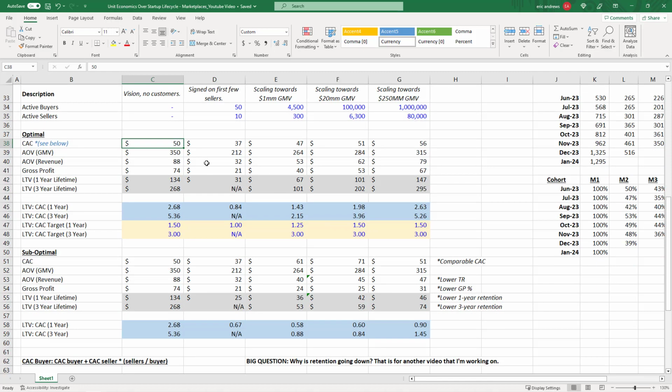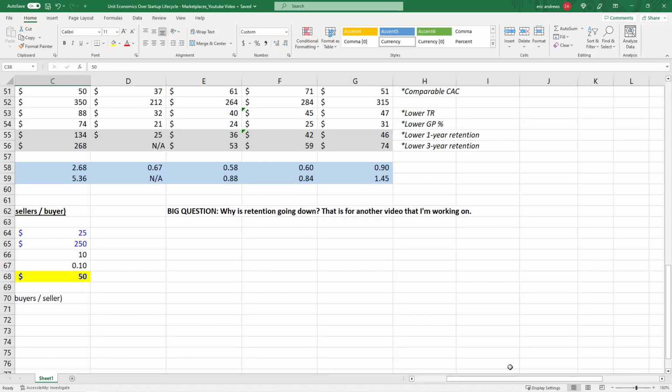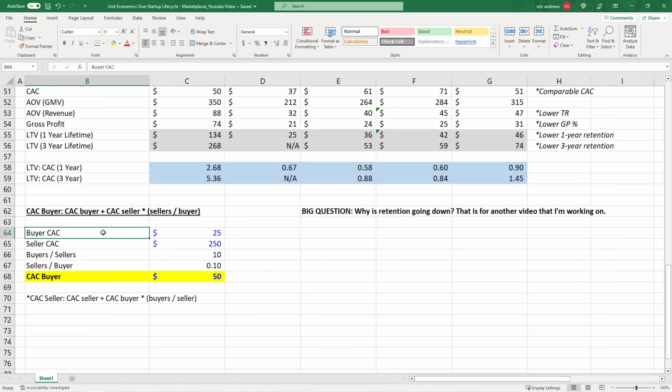Because CAC is a combination of buyers and sellers together, here's how we think about CAC with marketplaces. You need to first decide, how are we calculating CAC? Are we thinking about it from the perspective of the buyer or the perspective of the seller? Both of them you can calculate the CAC for. You just need to decide. In both scenarios, we're saying that through all of our marketing channels, it costs us $25 to get a new buyer. And it costs us $250 to get a new seller because the sellers are the hard side of the marketplace. They're going to be harder to acquire.